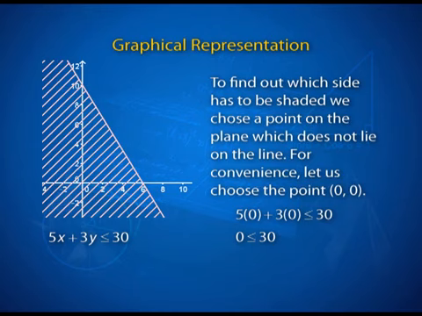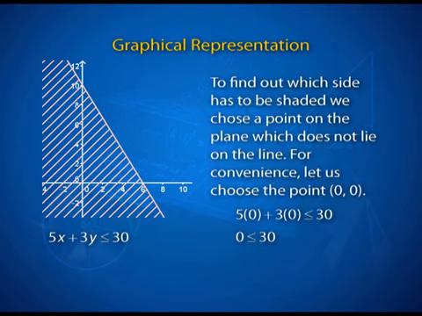We first plot the equality 5x plus 3y is equal to 30 as mentioned earlier. Now, to find out which part of the graph has to be shaded, we choose a point on the plane which does not lie on the line. For our convenience here, let us choose the point (0, 0). Substitute the point (0, 0) in the inequality and check whether we get a true or a false answer.